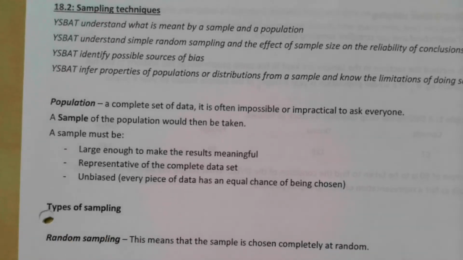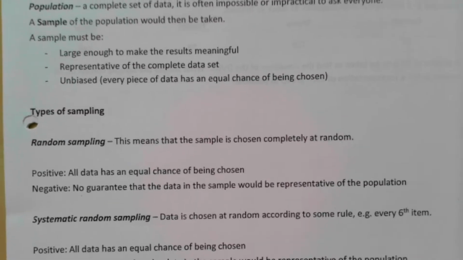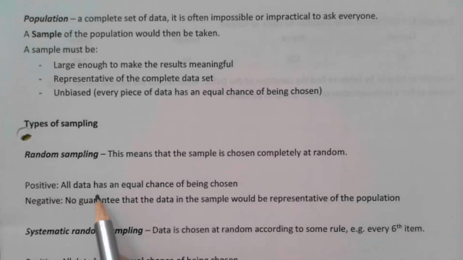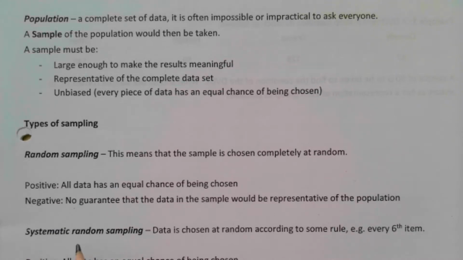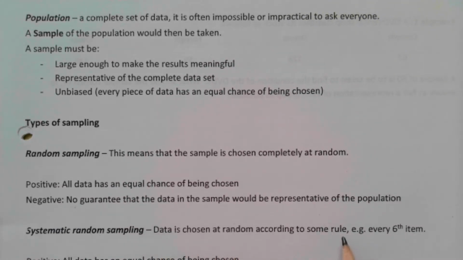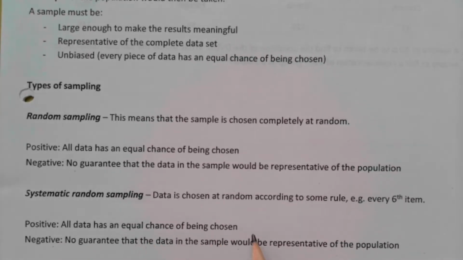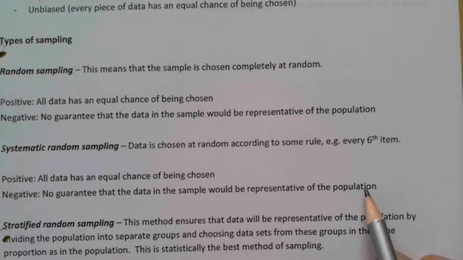So types of sampling: random sampling. This means that the sample is chosen completely at random. Completely random. Positive, all data has an equal chance of being chosen. Negative, no guarantee that the data in the sample would be representative of the population. So those are the pros and cons of random sampling. Systematic random sampling. Data is chosen at random according to some rule, e.g. every sixth item. Positive, all data has an equal chance of being chosen. Con for this one is no guarantee that the data in the sample would be representative of the population.